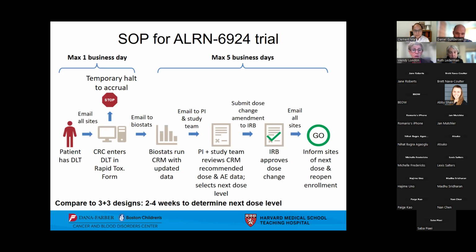The clinical research coordinator enters the DLT into the database. The statisticians are informed, they run the model, and then email the PI and the rest of the study team. We meet to review the results of the model, and if the PI decides to accept that recommendation and escalate, then the IRB has to approve the change in dose, after which the other sites can be emailed and the trial can be reactivated. And all this happens within a maximum of 6 business days, ideally shorter, because you don't want to lose any patients who are waiting to enroll. But this compares much better to a 3+3 design, where it can sometimes take 2 to 4 weeks to determine what the next dose level would be.